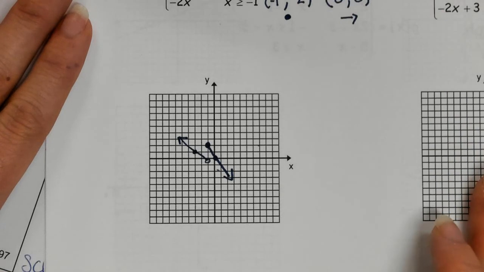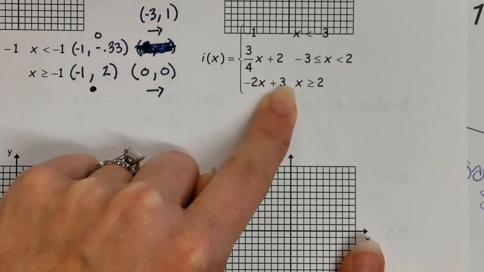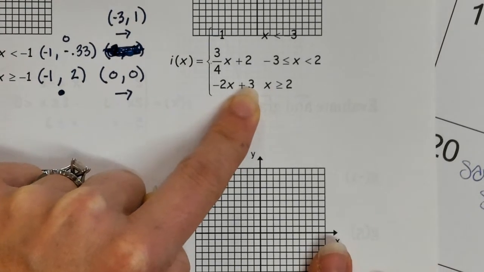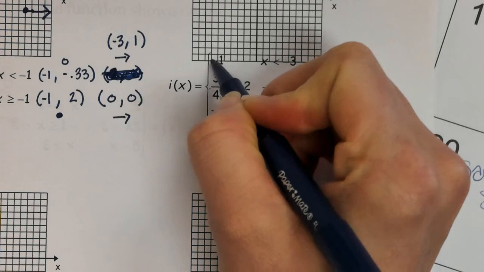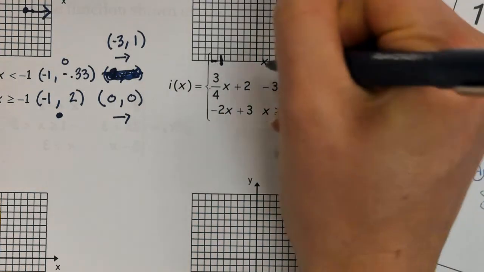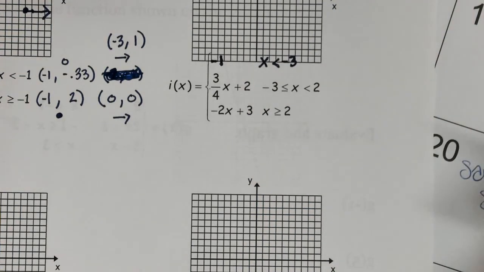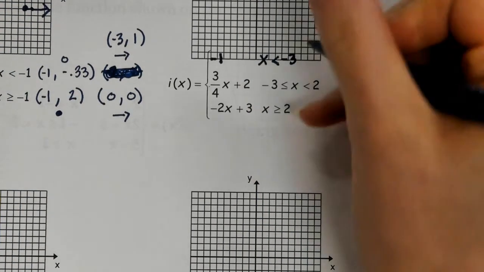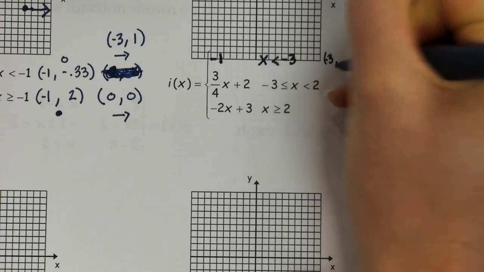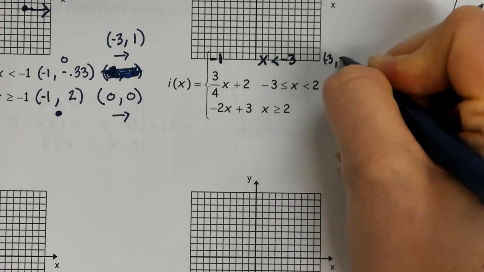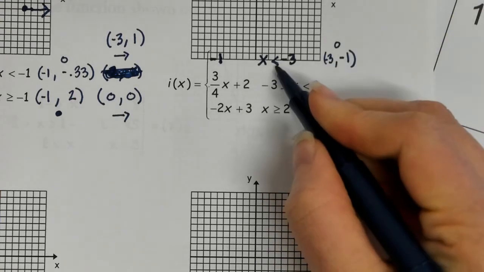We're going to do one more, and this is going to be a little bit different. We're going to have 3 different equations. Okay, so sometimes you're going to get 3 different equations. You can't quite see. This is -1, and x is less than -3. My spacing was a little off there. So I need to start with -3. And my y value is always going to be -1. And that's going to be an open circle.